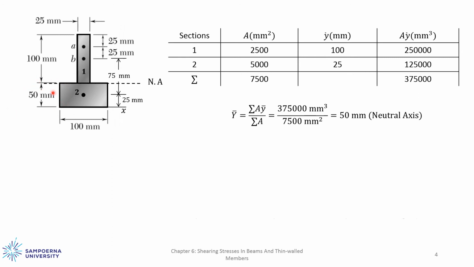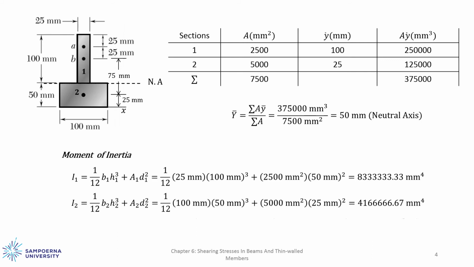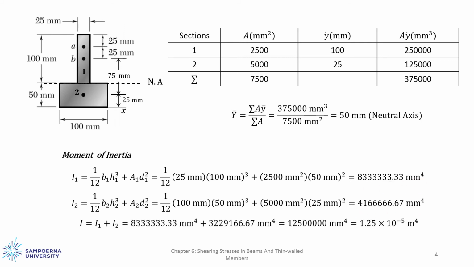After we know the neutral axis, we can calculate the moment of inertia. Since here there is no centroid that aligns with the neutral axis, we will use the parallel axis theorem with AD squared. Then we substitute the values and get the moment of inertia of this section. Then we sum both and get the moment of inertia for the whole cross-section.